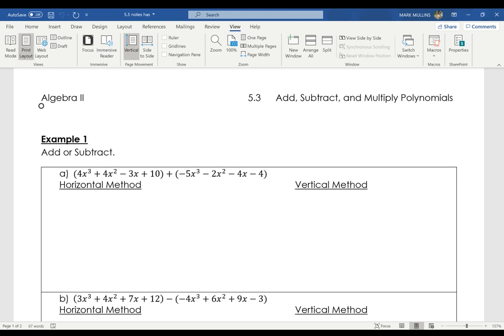5.3, add, subtract, and multiply polynomials. We're going to start by adding polynomials with the horizontal method. So horizontal method just means we're going across.